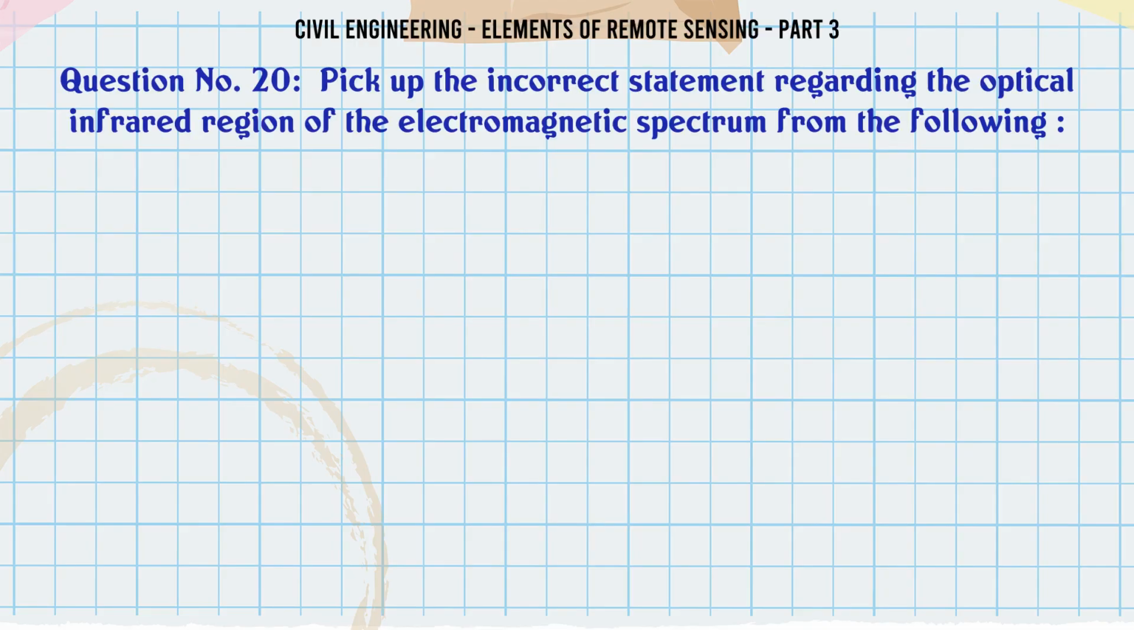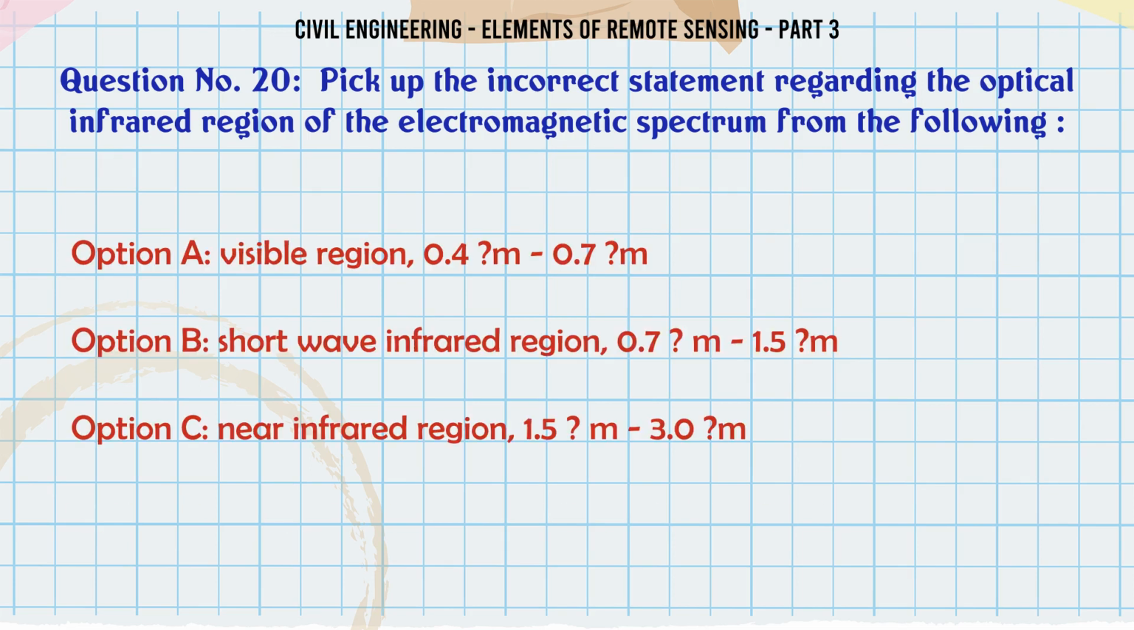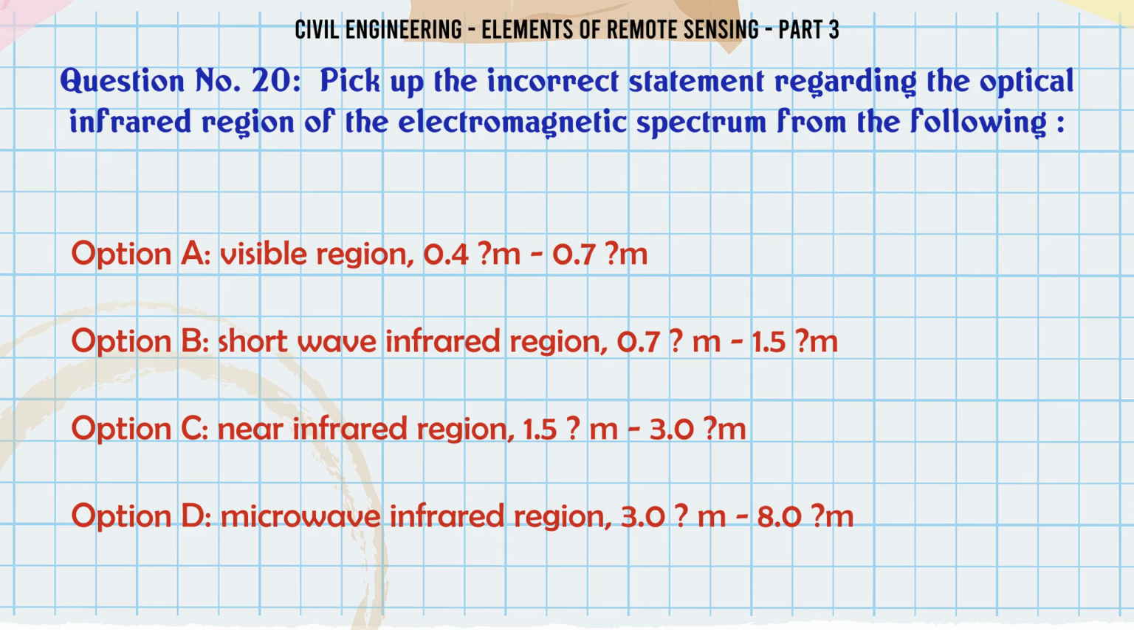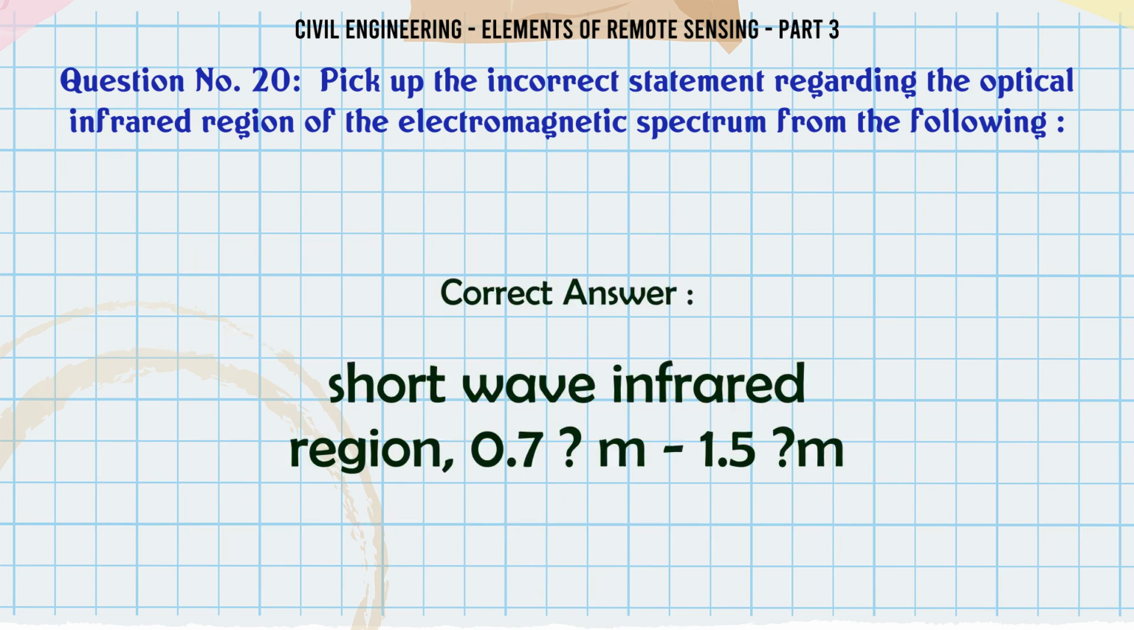Pick up the incorrect statement regarding the optical infrared region of the electromagnetic spectrum from the following. A. Visible region 0.4 µm to 0.7 µm. B. Short wave infrared region 0.7 µm to 1.5 µm. C. Near infrared region 1.5 µm to 3.0 µm. D. Microwave infrared region 3.0 µm to 8.0 µm. The correct answer is short wave infrared region 0.7 µm to 1.5 µm.